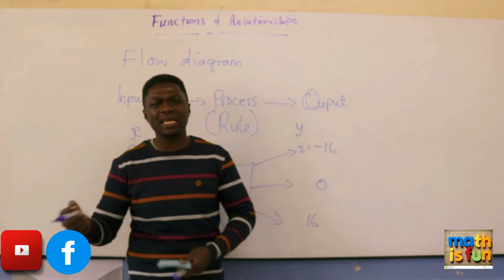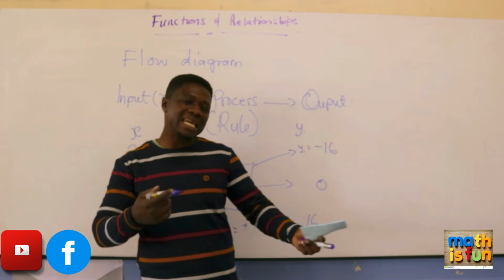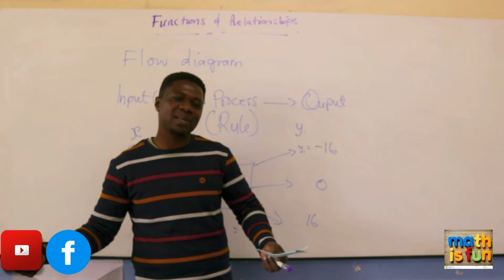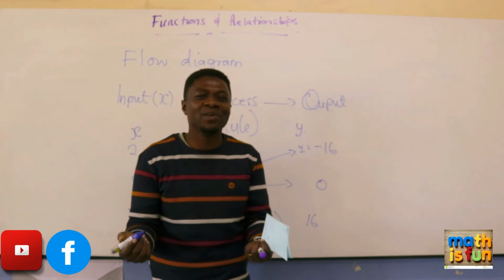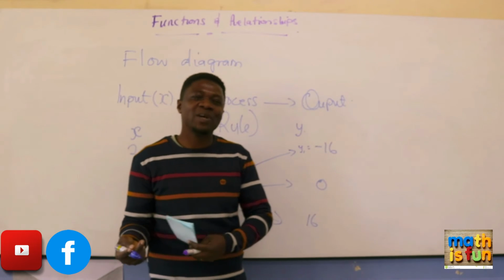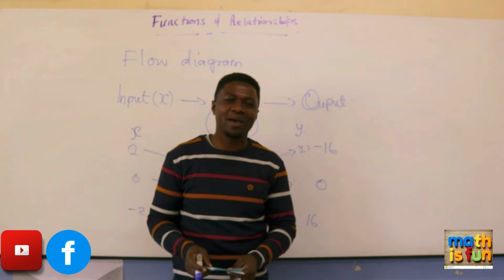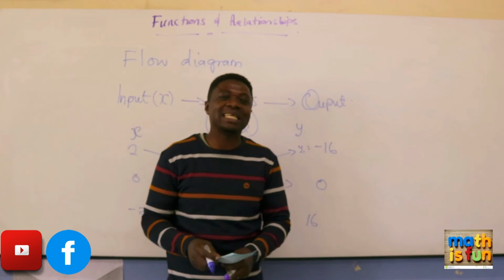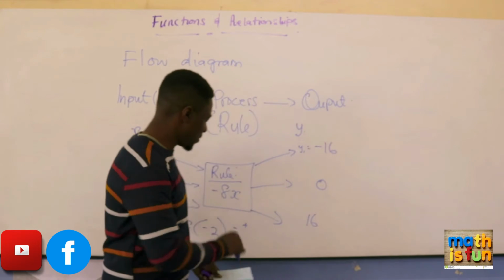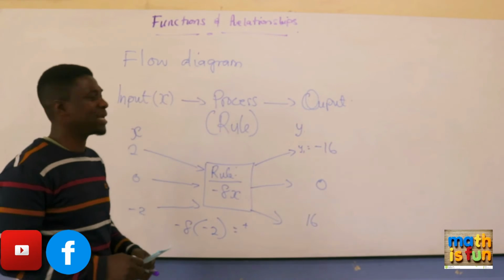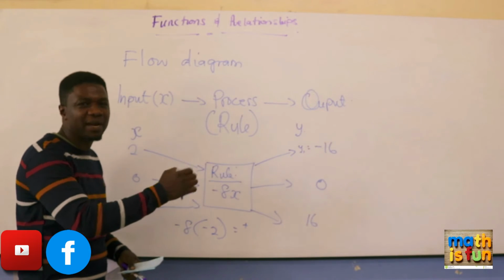Integers are positive and negative whole numbers. It is only under integers that we consider negative whole numbers as whole numbers. When we talk of whole numbers, we talk of having 0, 1, 2, 3, 4, 5 up to infinity. It is an infinite set, let's put it that way. All right, so this is how it goes from the point of using a flow diagram.